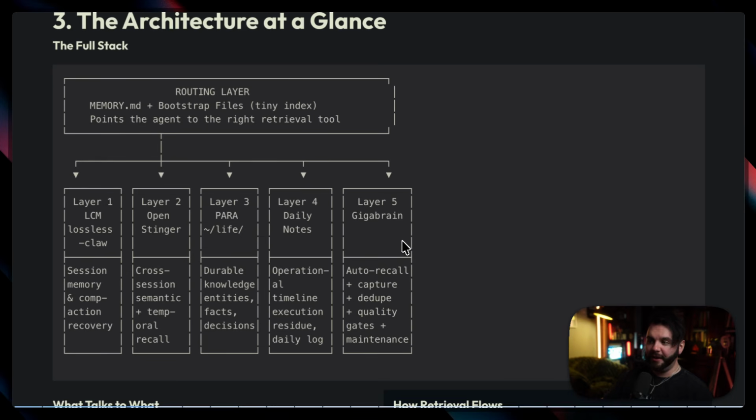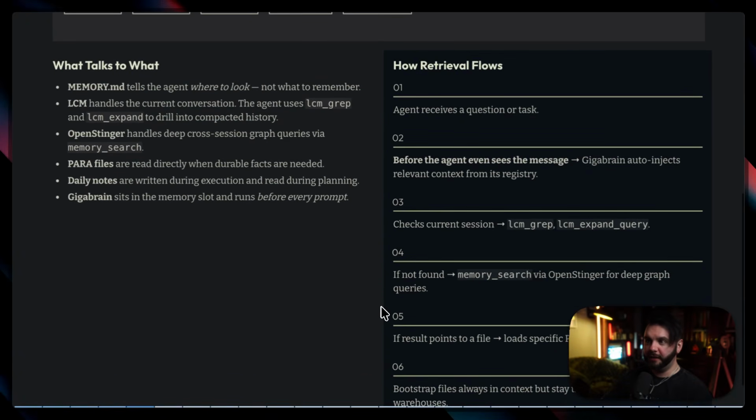And then layer 5 is GigaBrain, and this is my favorite one. This is what handles auto recall, capture, deduplication, quality gates, and maintenance. So we're going to explain each of these in detail.